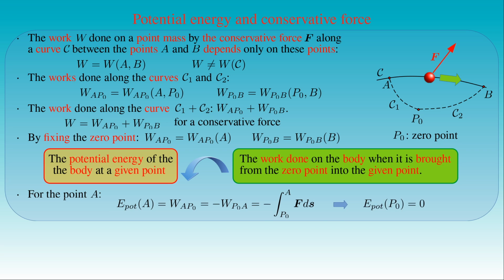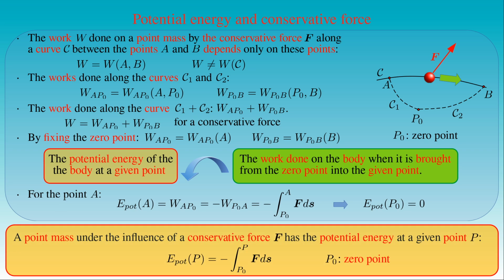Now we can state that a point mass under the influence of a conservative force F has the potential energy at a given point P, which is equal to minus the line integral of the force F with respect to the arc length S along an arbitrary curve connecting the points P0 and P. Here the potential energy is defined with respect to the 0 point P0.